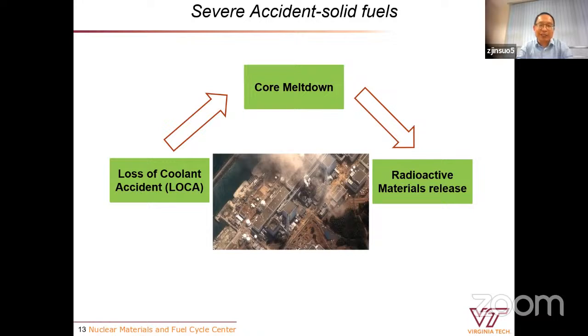This picture is just after the explosion of the Fukushima accident. So you release your radioactive materials out. I want to point out this explosion is not because of nuclear, it's because of hydrogen. They produced hydrogen, then they had this core meltdown. Keep in mind that for this solid fuel, we may have this severe core meltdown accident.